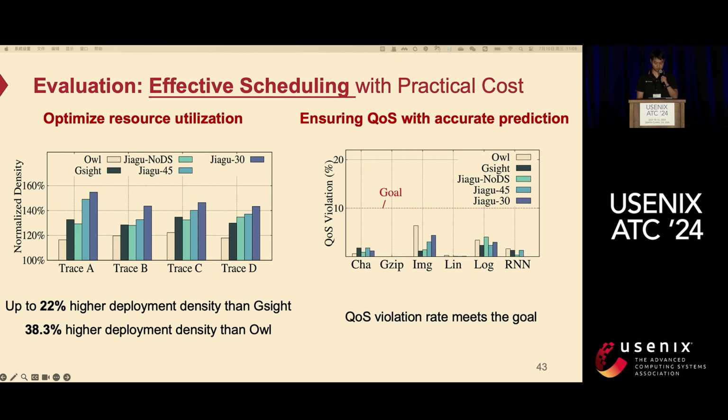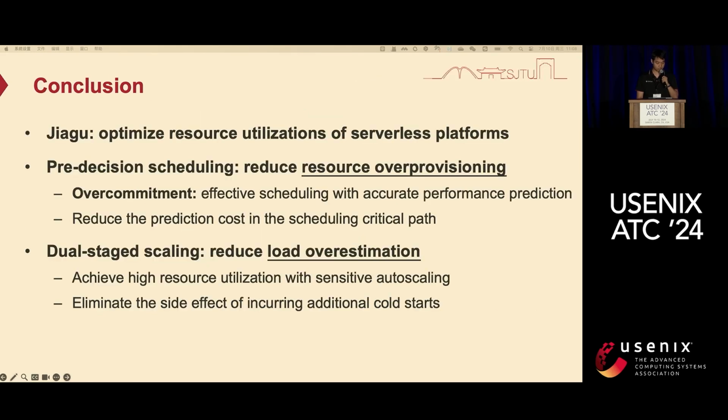Compared to one of the state-of-the-art scheduling systems, GSight, Jiagu is able to increase deployment density by 22% while ensuring the QoS. In conclusion, Jiagu optimizes resource utilization for serverless computing. It introduces pre-decision scheduling and dual-stage scaling to optimize overcommitment and autoscaling separately, achieving high resource utilization and low cost.